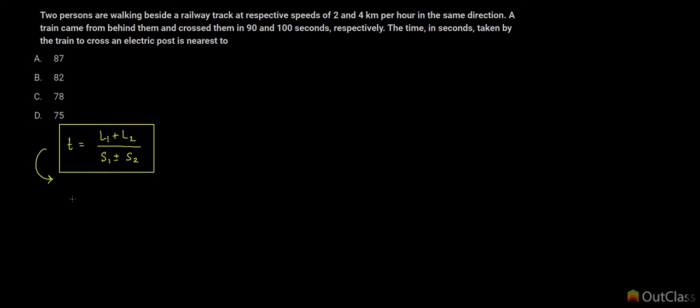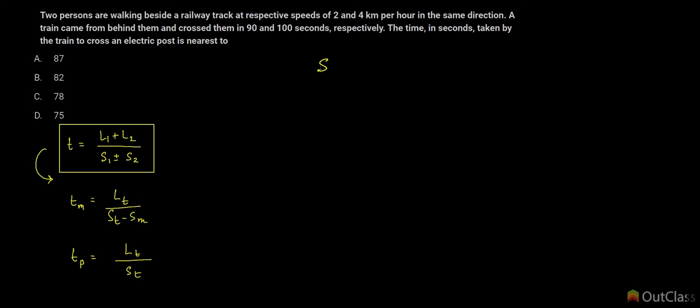Anyways, you will deal with time taken to cross a man is length of the train by speed of the train minus speed of the man. Time taken to cross a post is length of train by speed of train. That's it. There's nothing else in the denominator. Now to solve this efficiently, you have to notice that the distance is same in all the cases, whether it is man 1 or man 2 or electric post, the distance is always the same. So we end up with speed is inversely proportional to time.